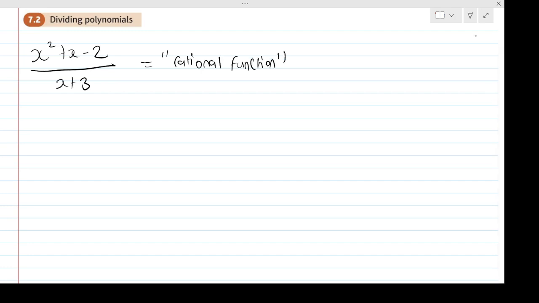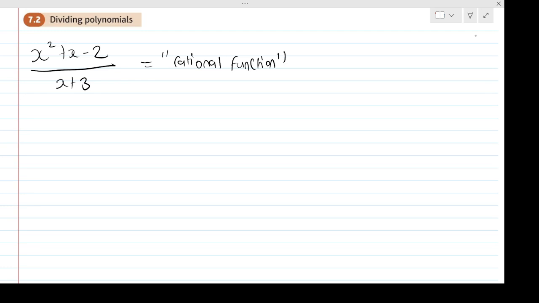Hello. So in this section, we're going to be looking at dividing polynomials. Last time we looked at algebraic fractions. As an example, x squared plus x minus 2 over, say, x plus 3. That is an algebraic fraction, or we call that a rational function or expression, because there's a polynomial on the top and the bottom, the numerator and the denominator of the fraction.